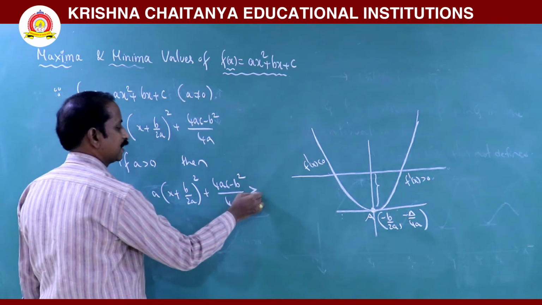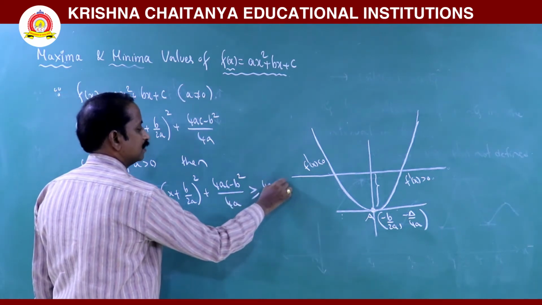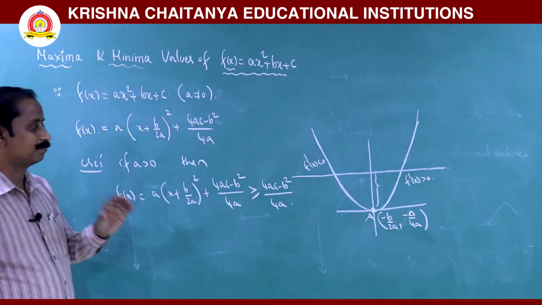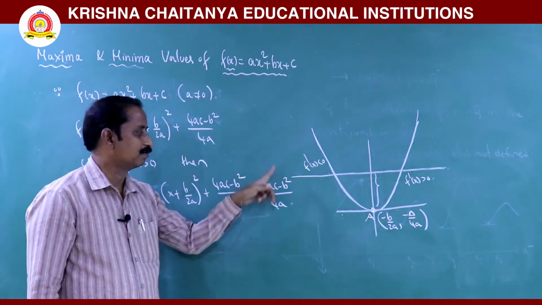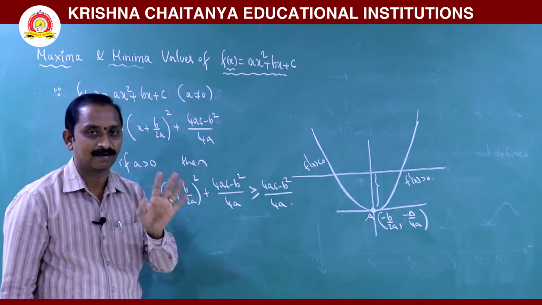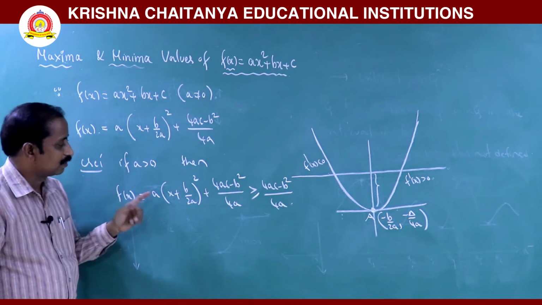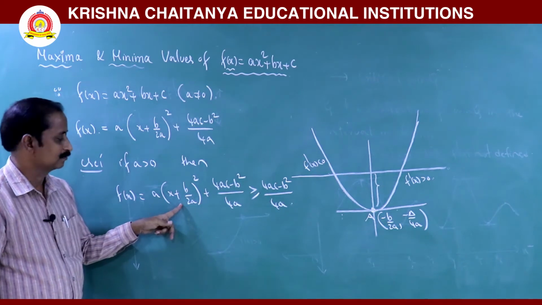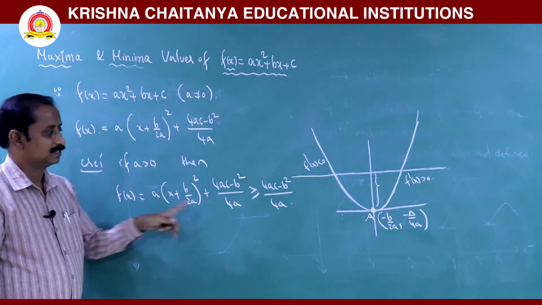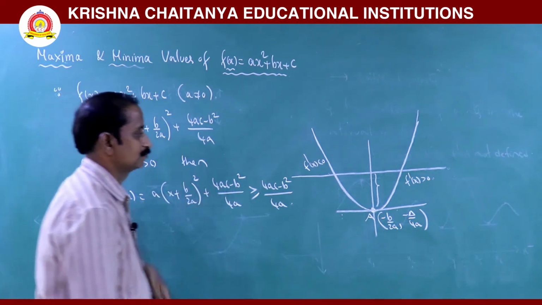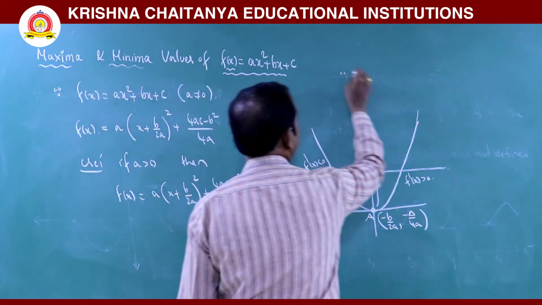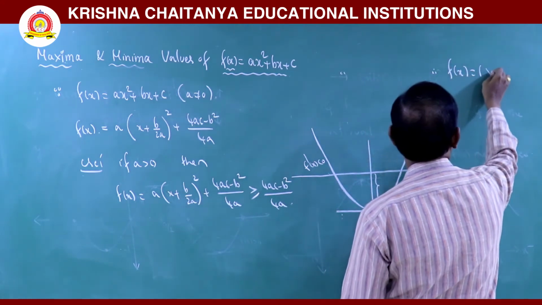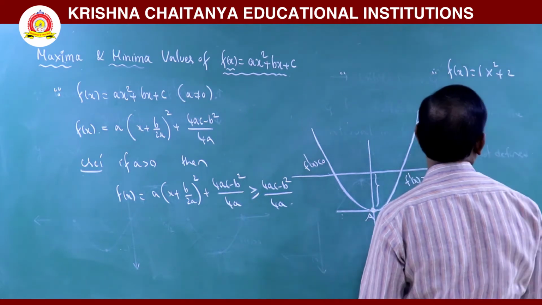It is always greater than or equal to (4ac − b²)/4a. Let us take a simple example. Is it greater than or equal to (4ac − b²)/4a or not? Now, for convenience, let (x + b/2a)² be taken as capital X², the coefficient a as 1, and (4ac − b²)/4a as, for example, 2. So our function is f(x) = 1·X² + 2.